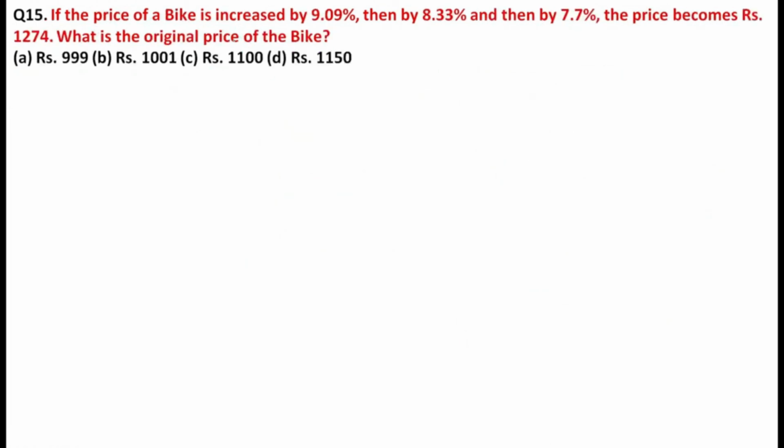The price of a bike is increased by 9.09 percentage, 8.33 percentage, 7.77 percentage. The price becomes 1274. What is the original price of the bike? First, 9.09 percentage value becomes 1 by 11. If you know these things, you can handle this question. Otherwise, it takes time. The next one, 8.33 percentage, is the value of 1 by 12. Again 7.77 percentage, the value becomes 1 by 13.